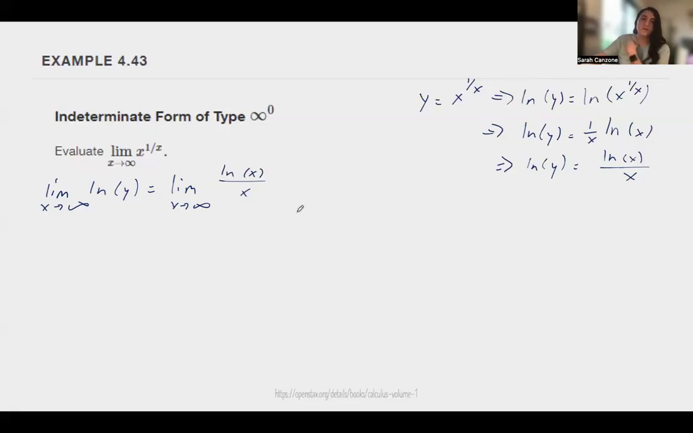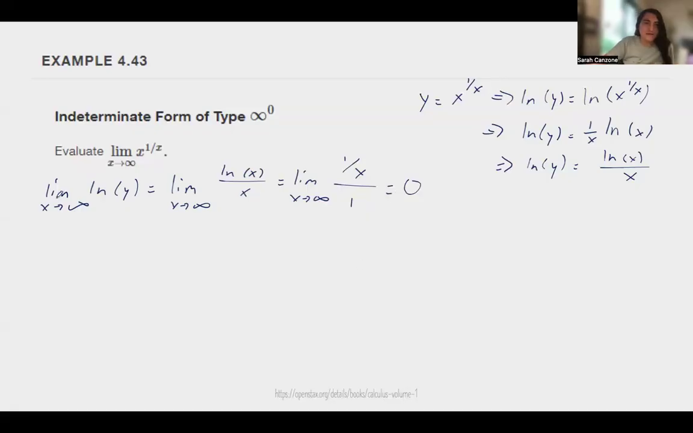Well, this we can solve, right? We know that we can use L'Hopital's rule on this. So this is the limit as x approaches infinity of the derivative of the natural log of x, which is 1 over x, over the derivative of x, which is 1. Now I can try plugging in. If I plug infinity into 1 over x, I get 1 over infinity, which is 0.